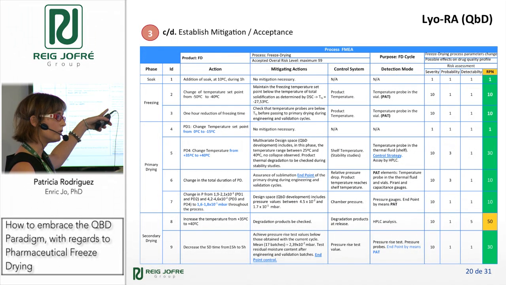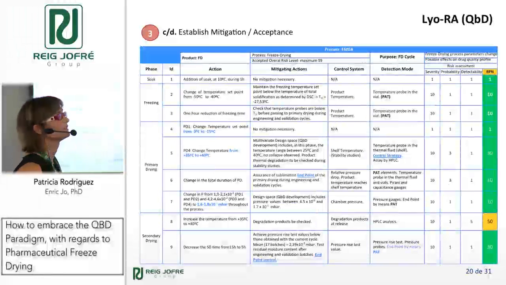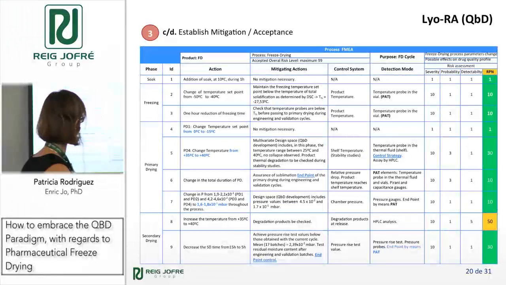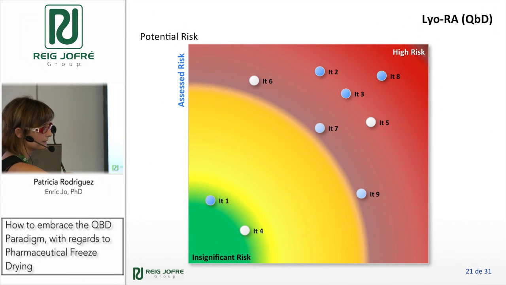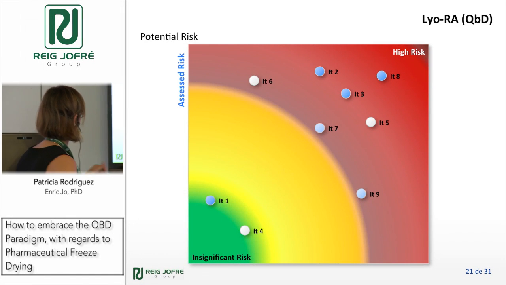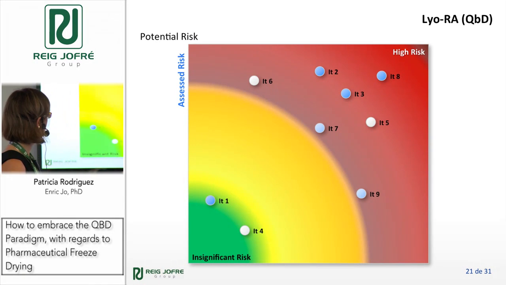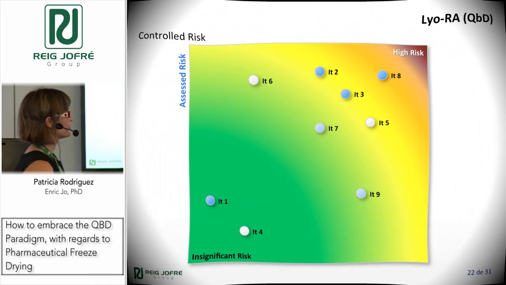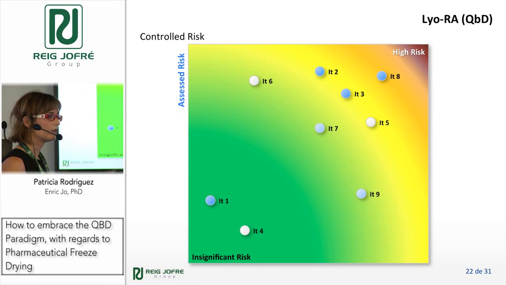The severity is also the highest one, but we can reduce the probability of the occurrence. If we have performed all of them in all the cases, we start from this scenario, okay? So we have some of our possible failures in the red zone. And after applying the mitigation, all of them are involved without risk or as an acceptable risk.